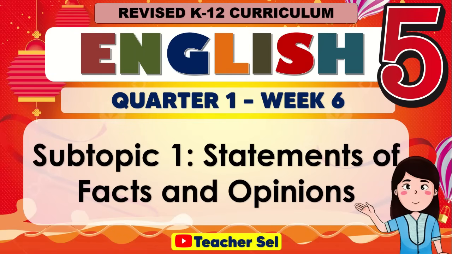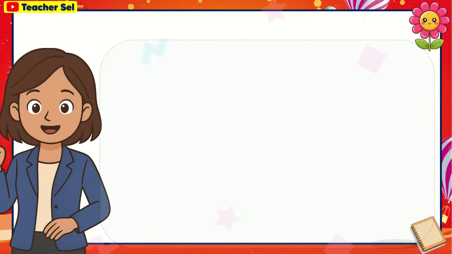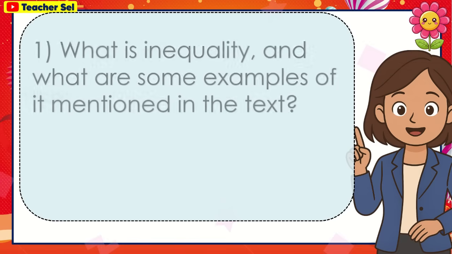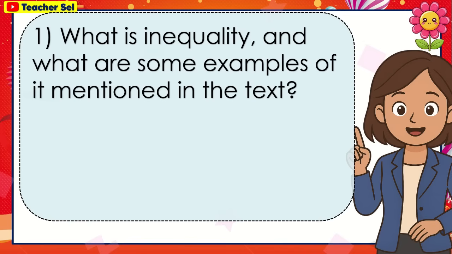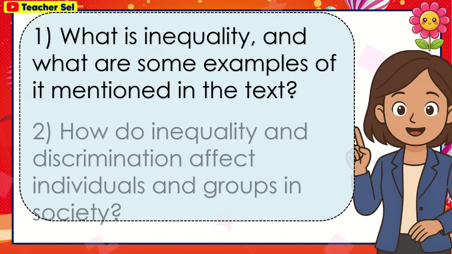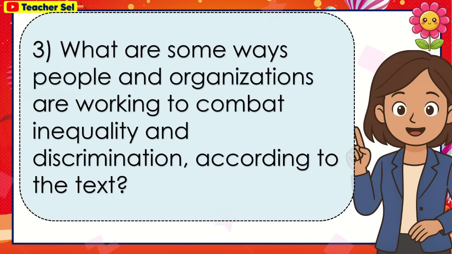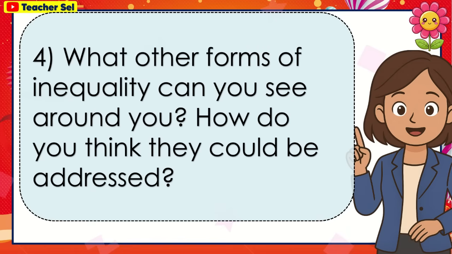Subtopic 1, Statements of Facts and Opinions. Read the following guide questions. What is inequality, and what are some examples of it mentioned in the text? How do inequality and discrimination affect individuals and groups in society? What are some ways people and organizations are working to combat inequality and discrimination according to the text? What other forms of inequality can you see around you? How do you think they could be addressed?